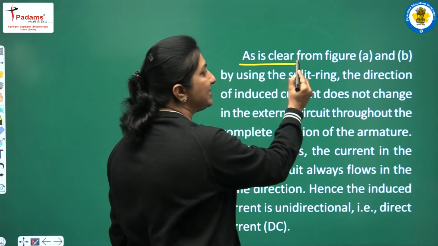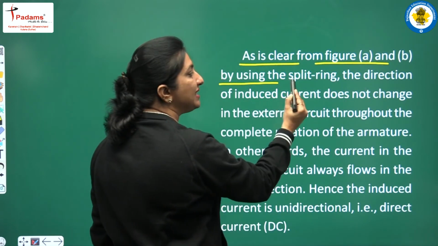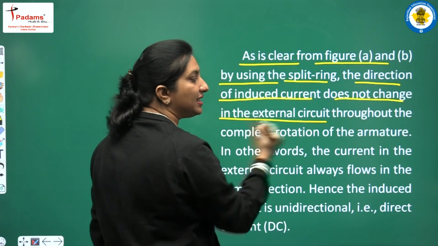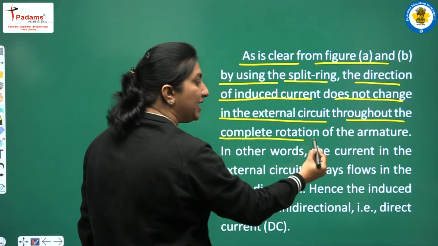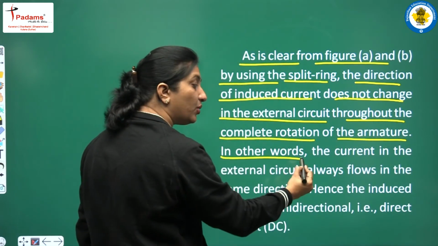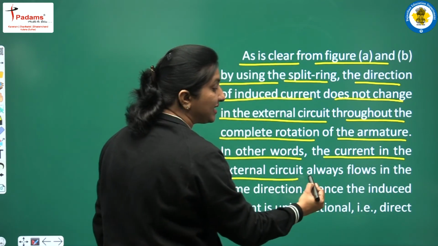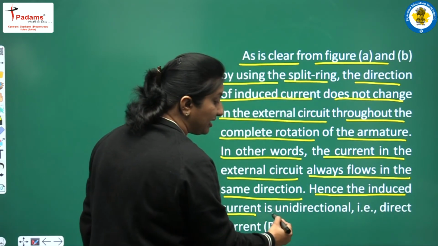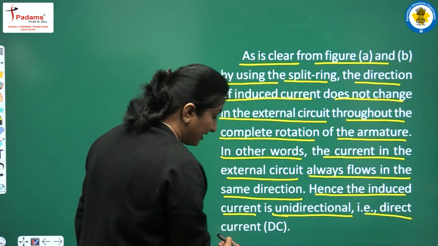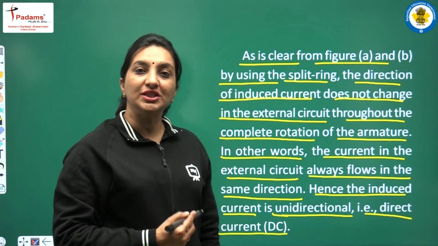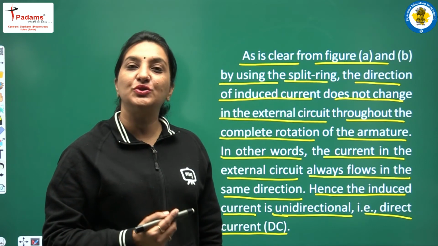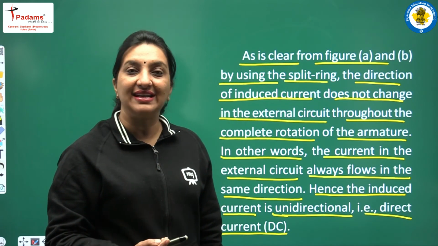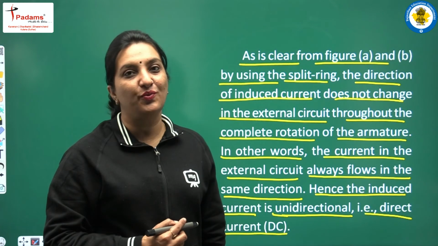So, as is clear from figures A and B, by using the split ring, the direction of induced current does not change in the external circuit throughout the complete rotation of the armature. In other words, the current in the external circuit always flows in the same direction. Hence, the induced current is unidirectional, that is direct current, DC. So, in this way students, mechanical energy is converted into electrical energy, and the electrical energy produced is direct current, as the direction is not changing with time.